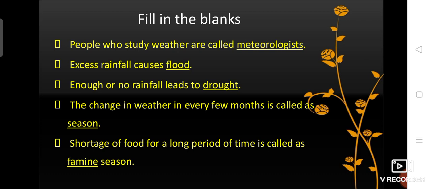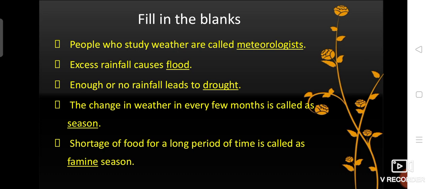Excess rainfall causes flood. Enough or no rainfall leads to drought. So flood and drought are opposite to each other. Okay. The change in weather in every few months is called season. You know very well, in your lower grade itself you people studied, there are 4-5 seasons.